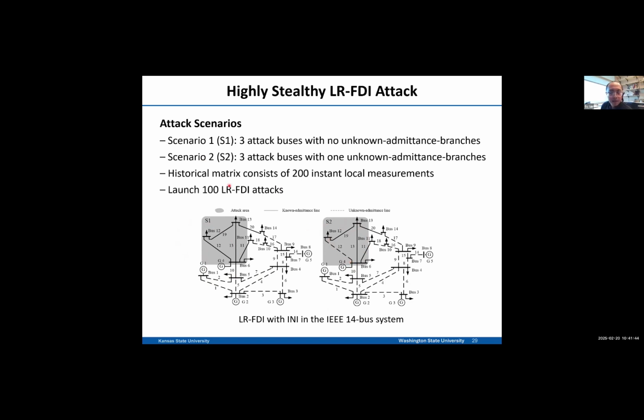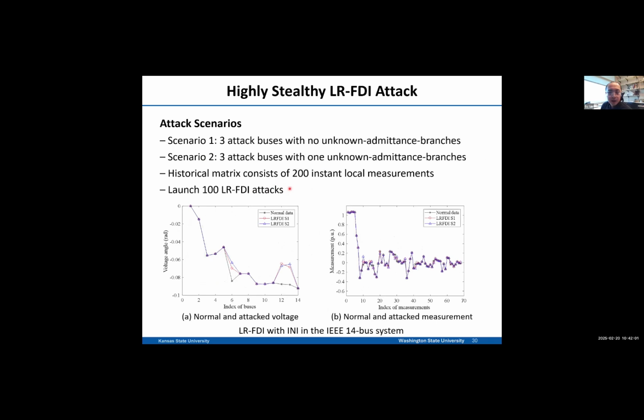In the low rank FDI attack, the historical matrix is composed of local measurements of 200 time instances, and we launch 100 low rank FDI attacks in each scenario. The figure shows the normal states and the compromised states under the LR FDI attack. We can see that the voltage angles of the three buses are greatly increased by the attack.